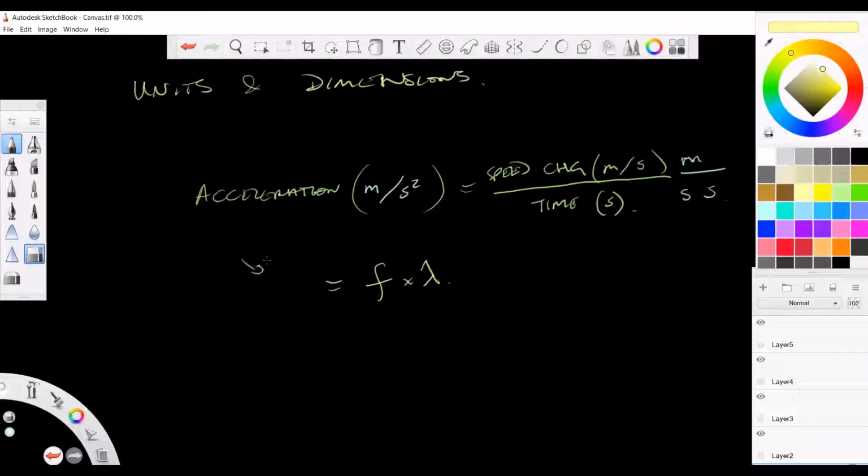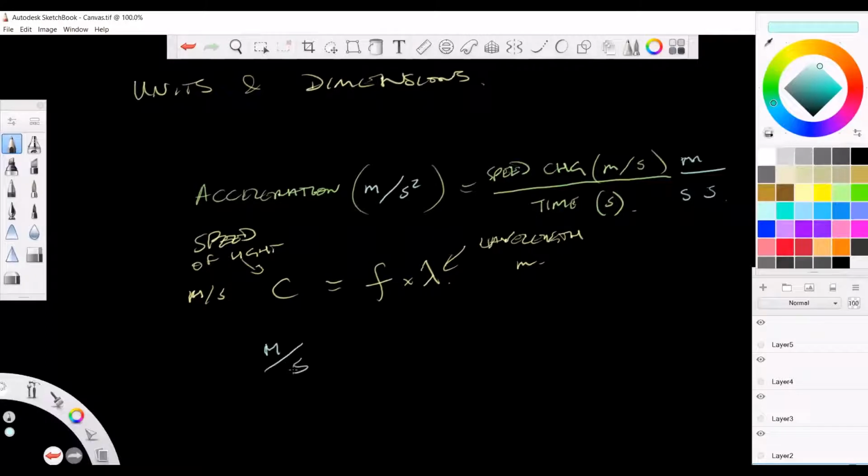So C is the speed of light, in case you haven't seen this. Because it's a speed, and because it's science, we'll measure that in meters per second again. And lambda is the wavelength, which we will give in meters. So on the left-hand side, I've got units of meters per second equals units of meters for lambda, and I've got to multiply that by 1 over seconds in order to get meters per second on both sides.